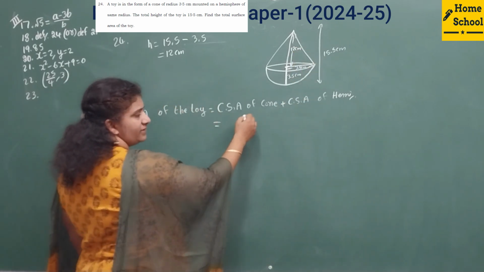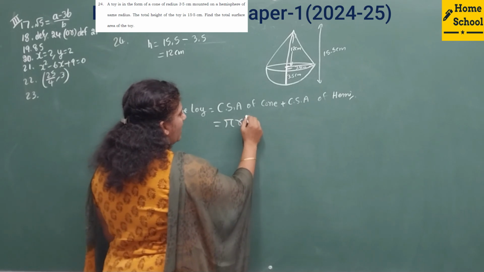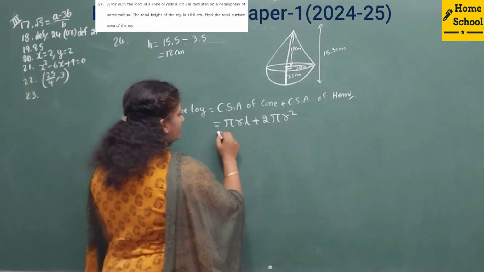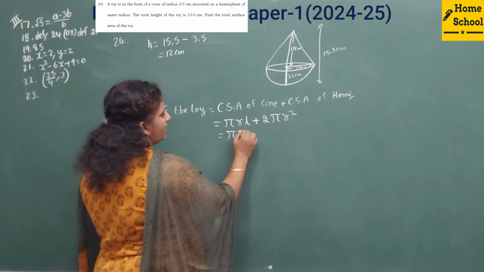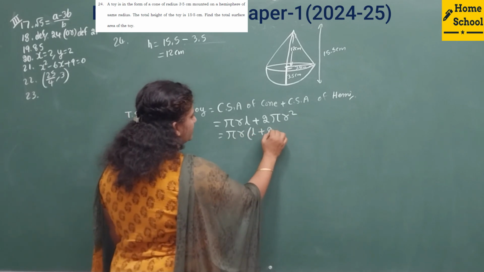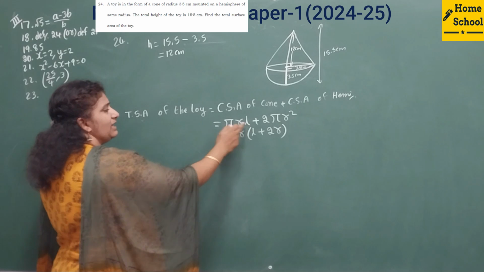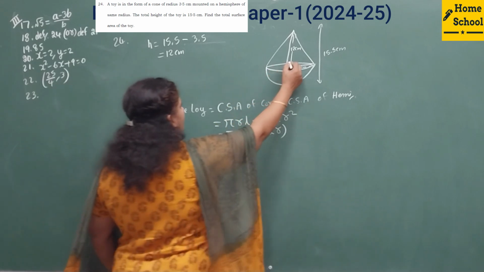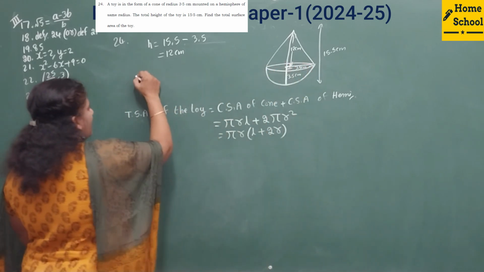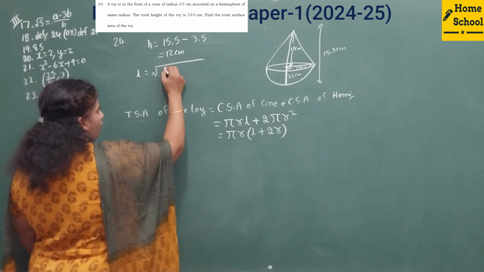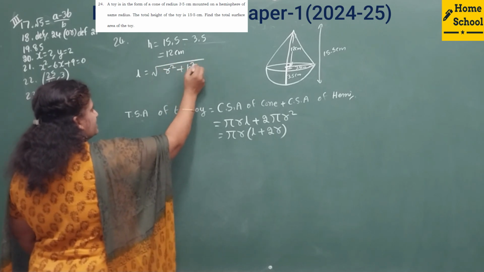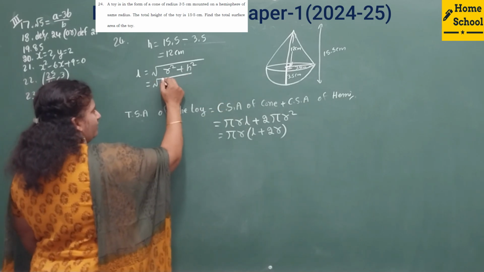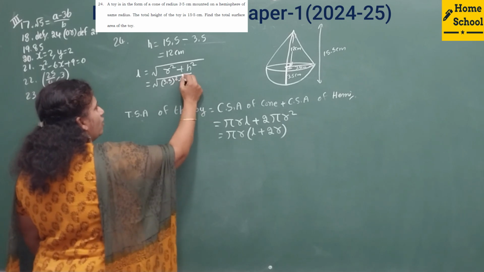What is the formula for this? CSA of a cone is pi R L plus CSA of a hemisphere is 2 pi R square. Is there anything common? Pi R is common. Take out pi R times L plus 2R. L is the slant height. Then where is L? We don't know the L value, right? So find the L value. Slant height L is equal to square root of R square plus H square. What is R? 3.5 whole square plus H 12 whole square.